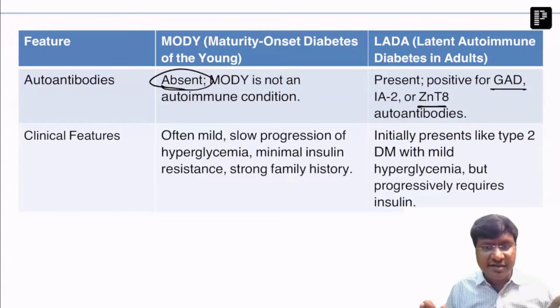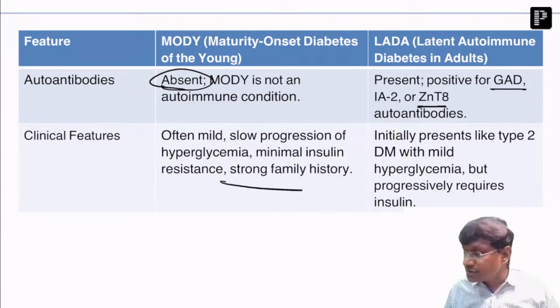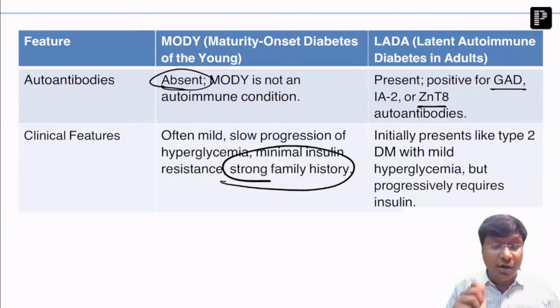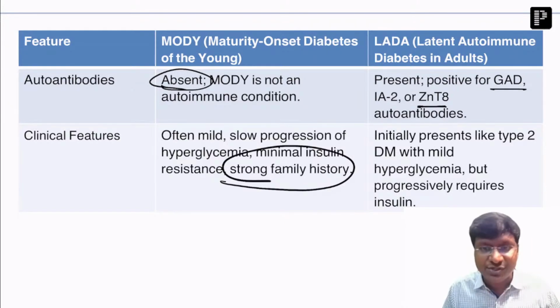Then if you take the clinical features in case of MODY or LADA, there will be hyperglycemia. Because there is hyperglycemia, these patients will have polydipsia as well as polyuria, right? And in which two forms do you have the family history? Because MODY is due to gene mutation and the inheritance is autosomal dominant. In MODY, you have strong family history, right? But in case of LADA, you don't have the strong family history.